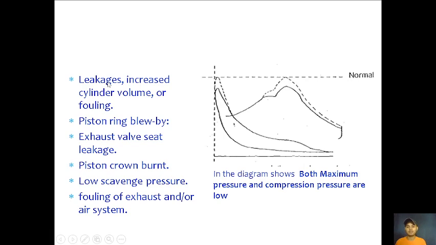Leakages, increased cylinder volume, or fouling. If there is leakage in your air, you cannot build up a proper compression pressure. Piston ring blow by: if there is blow by in your piston ring, there will be leaking of air and combustion gases. Exhaust valve seat leakage: if there is a leak in the exhaust valve, you cannot build up the right compression pressure. Piston crown burnt: if the piston crown is burnt or there is a bigger space in the combustion chamber, the compression pressure will also become low.